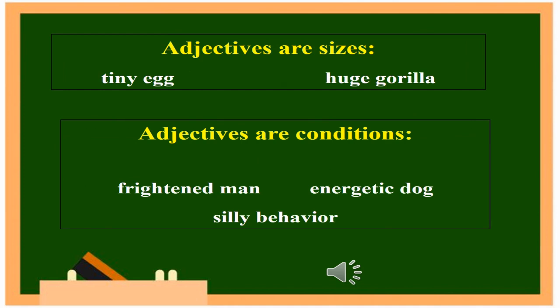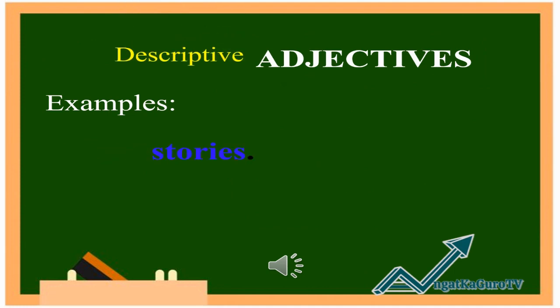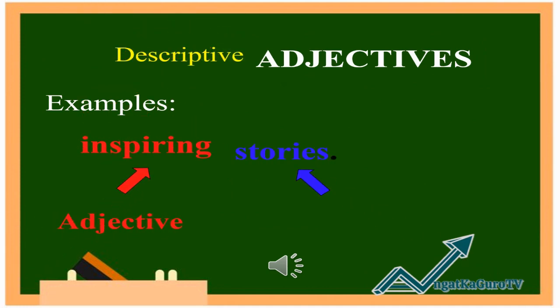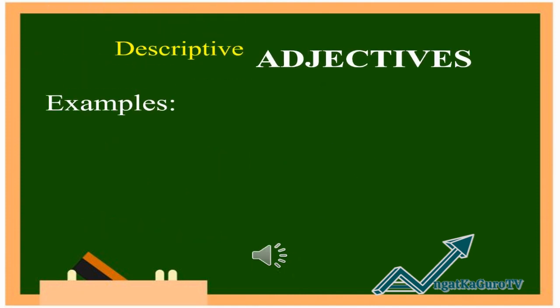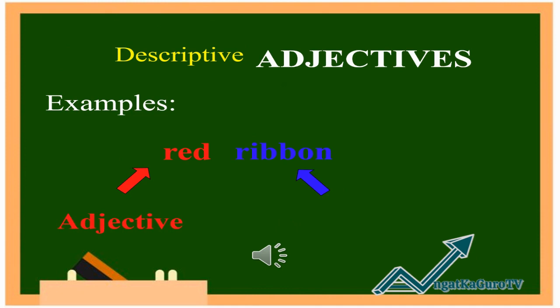Adjectives are also sizes and conditions. Example: tiny egg, huge gorilla, the frightened man, energetic dog, silly behavior. Other examples of descriptive adjectives: inspiring stories, red ribbon.